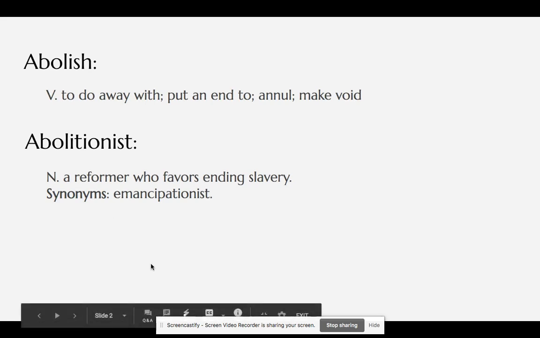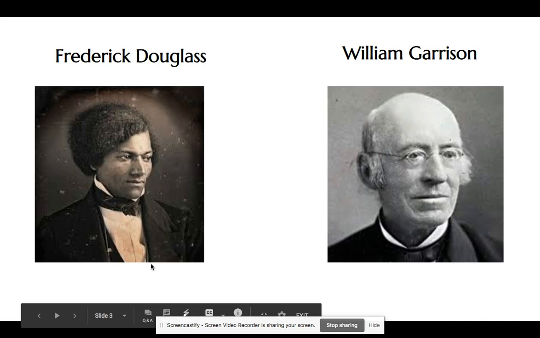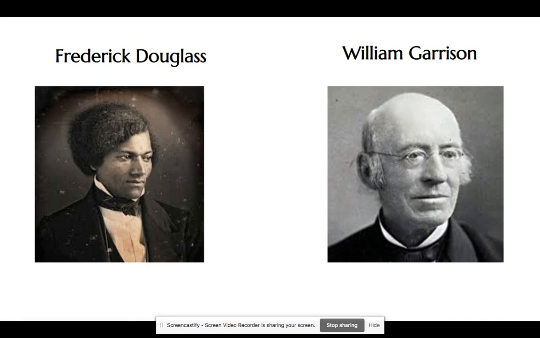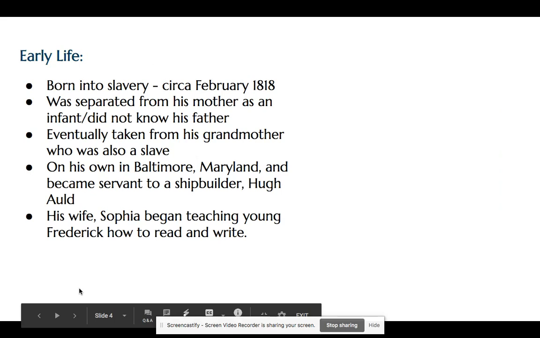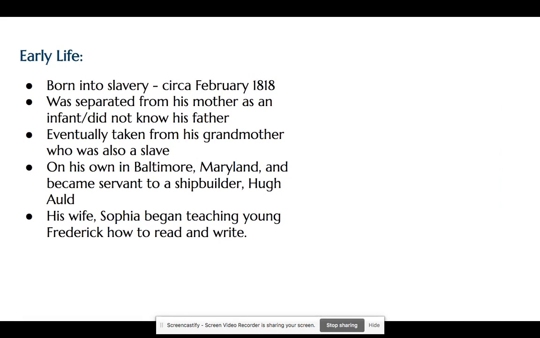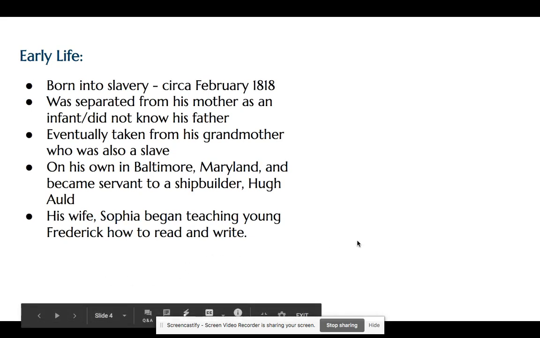So these are the two individuals we're going to talk about today: Frederick Douglass and William Lloyd Garrison. Okay, these two men had their own journeys and eventually their worlds and their passions converged. And so we're going to talk a little bit about both of them today. So let's talk about Frederick Douglass for a bit. Frederick Douglass was born into slavery about February 1818.